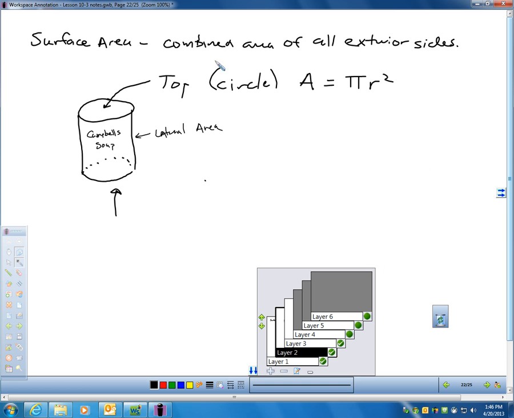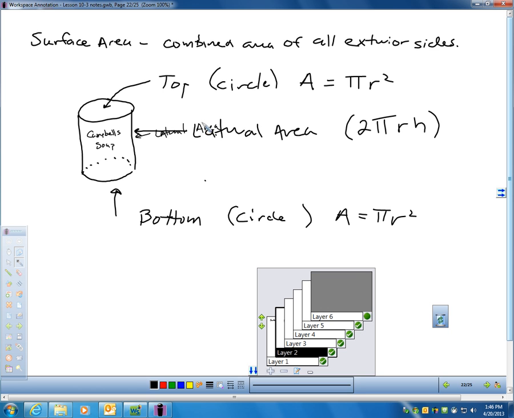Now remember, to find the top area, a circle's area is pi r squared. The bottom is also a circle, also pi r squared. And the lateral area, and I can erase this out now because I have it written here, you would find by 2 pi rh. You should have been taught this back in 8th grade. If you don't remember how to get to this, please ask me in class and I will review that with you.